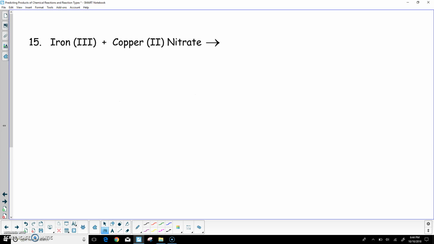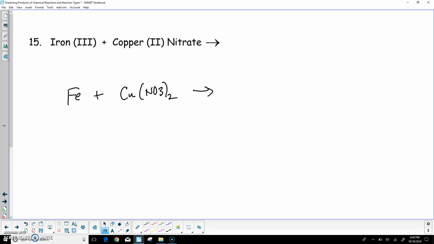Iron 3 plus copper 2 nitrate. The only reason why the 3 is there is that we know what charge iron is going to have on the other side. It really has no meaning. Don't put the 3 plus on the iron sitting over here. It's just iron. Okay? So there's your iron. And then copper 2 nitrate is going to look like this. Here's nitrate. The 2 goes down there from the charge of the copper. This is going to be a single replacement because we have a lone element and a compound.